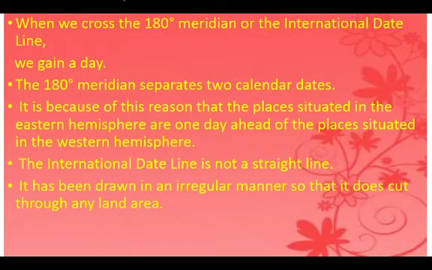When we cross the 180 meridian of the international date line, we gain a day. The 180 meridian separates two calendar dates. So we have 360 lines, isn't it? 180 for one day and another 180 for another day. It is because of this reason that places situated in the eastern hemisphere are one day ahead of places situated in the western hemisphere.